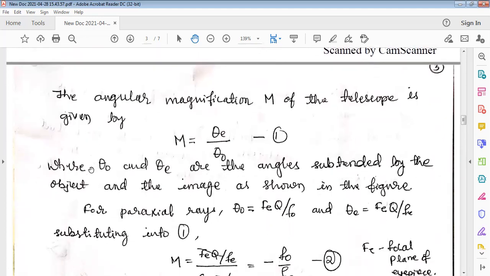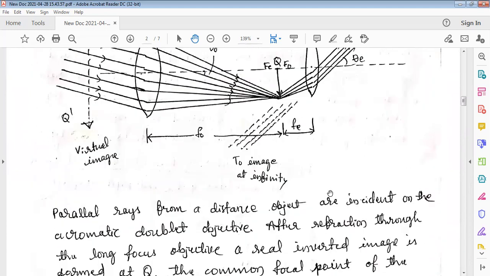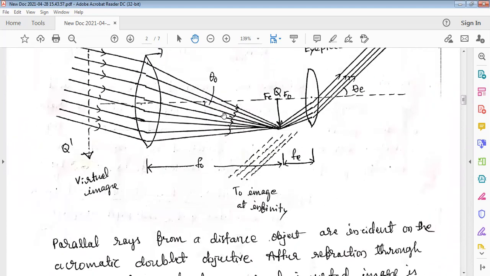Then the angular magnification M of the telescope is given by capital M is equal to theta e divided by theta naught, where theta naught and theta e are the angles subtended by the object and the image as shown in the figure. So these are the lines here. These angles are subtended by the set of rays. You can see here, this is theta naught.